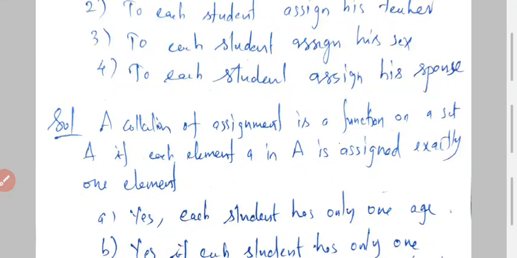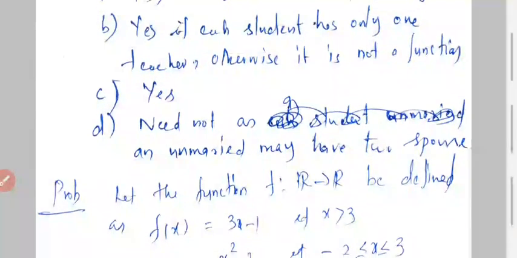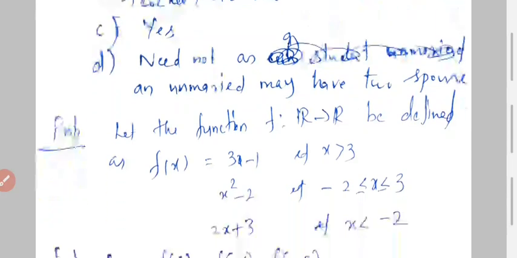And the last one is to each student assign his spouse. Here a student can have more than one spouse. If he or she is not married, there is a chance of no spouse, or of more than one spouse. So it's not a function.